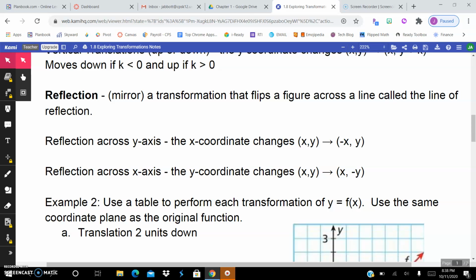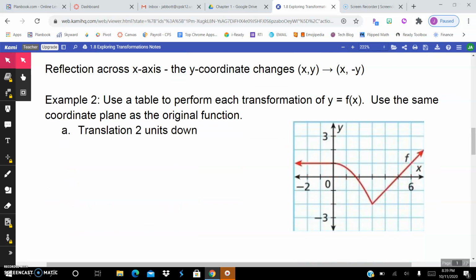The next transformation is a reflection, which is like a mirror. It flips the figure across the line that is called the line of reflection. So if we reflect across the y-axis, the x-coordinate is going to change, and all the change is that it becomes opposite. So if it's a +2, it's now going to be a -2 once we reflect it across the y-axis. If it's a reflection across the x-axis, then our y-coordinate changes, and it becomes opposite.